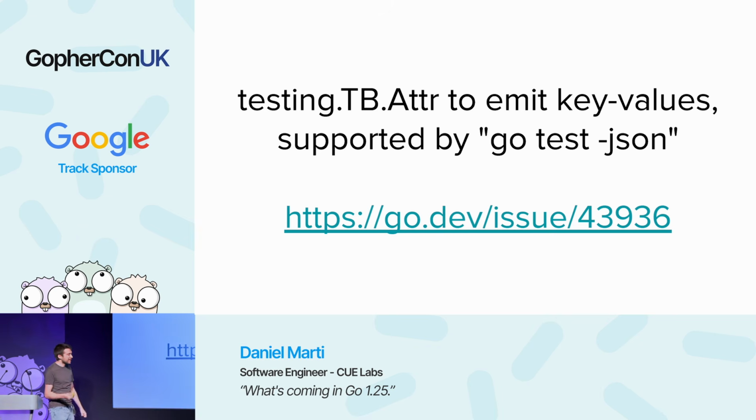Another change is in the testing package. You can now attach attributes to a test or a subtest. And these will be also shown by GoTestJSON in a structured way. So they're basically a way to add extra metadata to a running test.